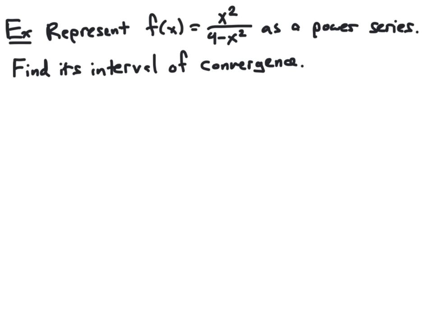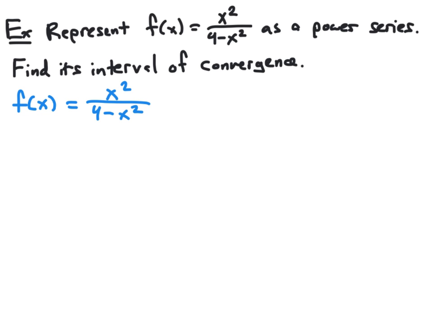In this example, we want to represent the function f of x equals x squared over 4 minus x squared as a power series, and then find its interval of convergence. Our goal is to rewrite the function formula for f of x, the x squared over 4 minus x squared, in such a way that we can utilize the power series representation for 1 over 1 minus x. This means we need to get this down to some variation of 1 over 1 minus some expression.